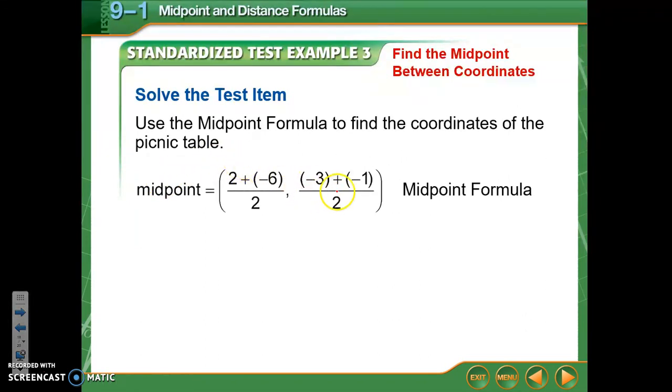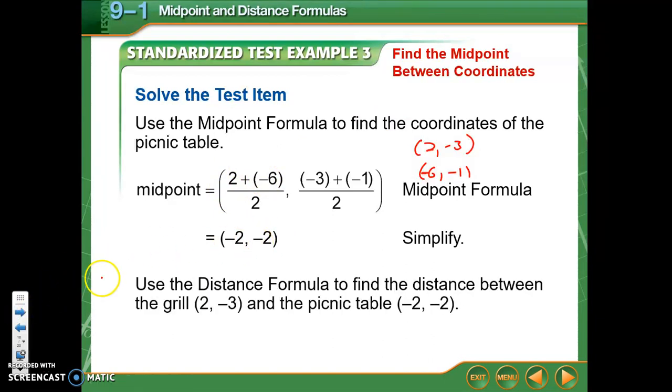So that's halfway between the 2 points that we have, right? We have the grill at 2, -3. We have the flower pot at -6, -1, I meant. And here we're just using the midpoint formula. So 2 plus -6 over 2 and -3 plus -1 over 2. We end up with our picnic table being located at -2, -2. So this is the coordinate for the picnic table.